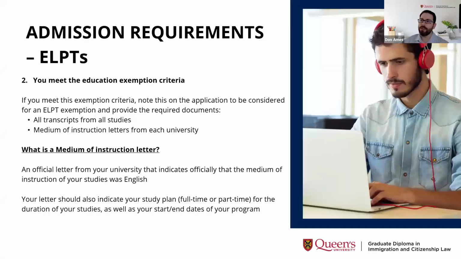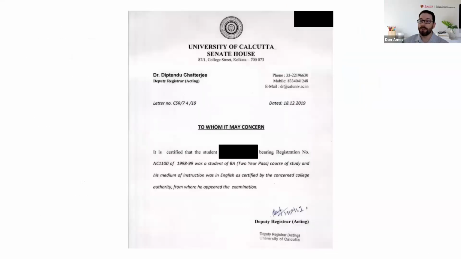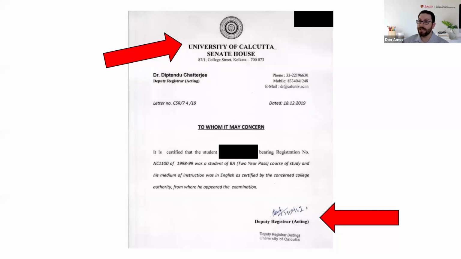So the way that we review the education exemption is through your transcripts and through any additional documents you need to provide to support it, like that medium of instruction letter. Here's an example of one. So this is an example from the University of Calcutta. It indicates that somebody official has signed this document, and it lists right there that the medium of instruction in the program was English. But one thing to note from this specific document, it highlights that it's only for a 2-year program. So hopefully this applicant has provided a similar letter for some other program to meet the exemption criteria. But this is what we need.